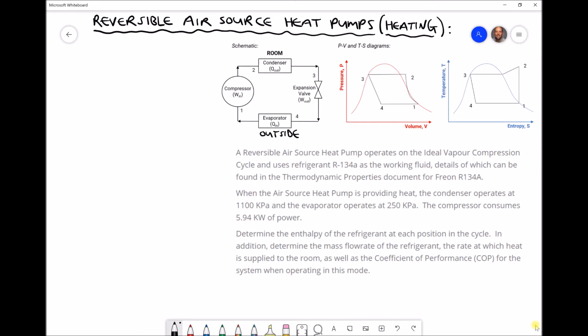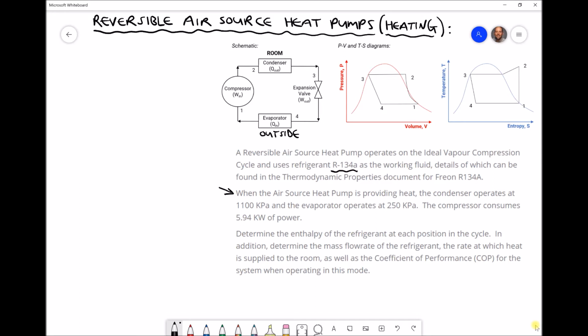In our descriptive question here, we're told that a reversible air source heat pump operates on the ideal vapor compression cycle and uses refrigerant R134A. It then goes on to tell us that details of the refrigerant can be found in the Thermodynamic properties document for Freon R134A. If you don't already have access to that document, then you can Google Thermodynamic properties for Freon R134A and you can download the PDF of that document.